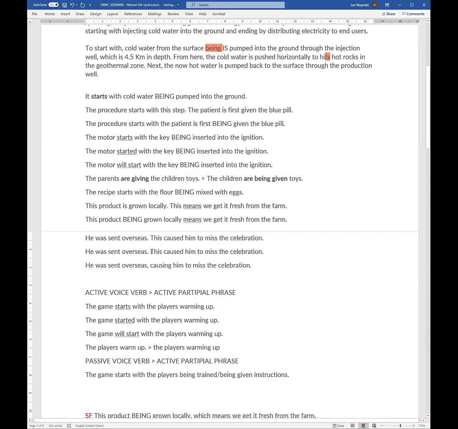You can transform an independent clause, a relative clause, a subordinate clause into a participial phrase. So, well done. We can also transform the first part of the sentence into, because this is, he was sent overseas, right? These are the same thing. This fact caused him to miss the celebration. So we can transform this into the subject of caused.